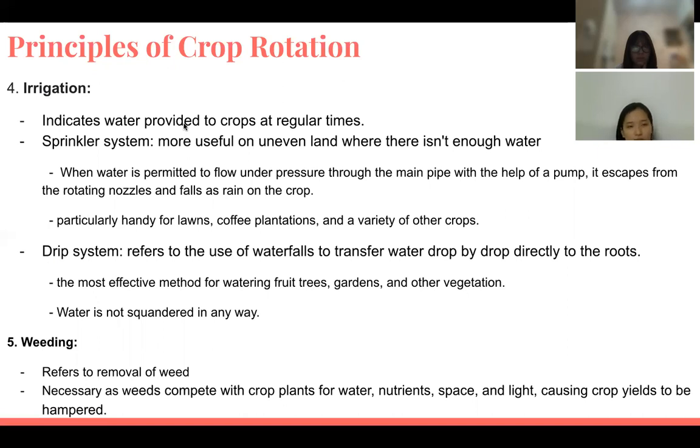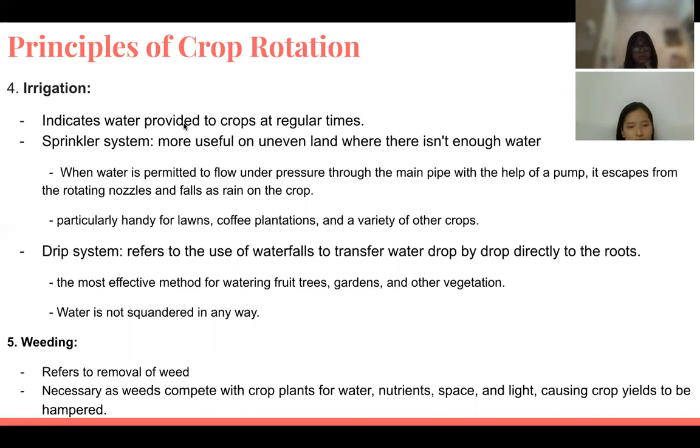The advantage of sprinkler system is that it's particularly handy for lawns, coffee plantations, and a variety of other crops. The other method of irrigation is drip system. This refers to the use of pipes to transfer water drop by drop directly to the roots. The advantage of drip system is that it is the most effective method for watering fruit trees, gardens, and other vegetation.